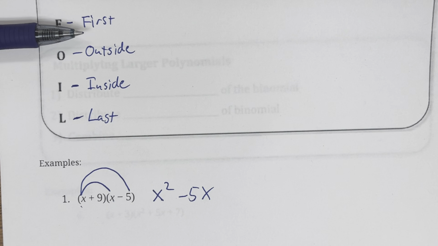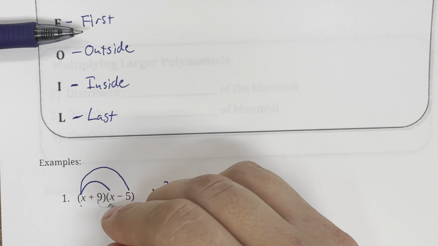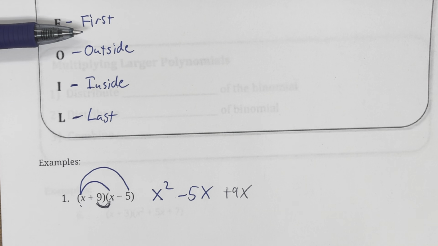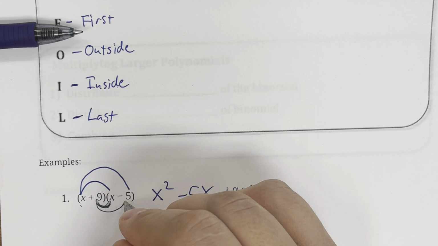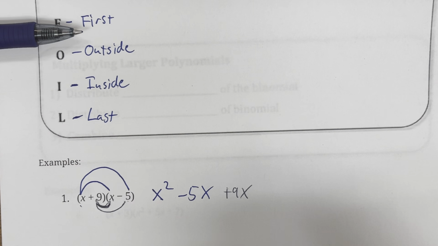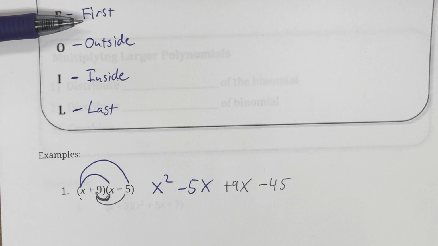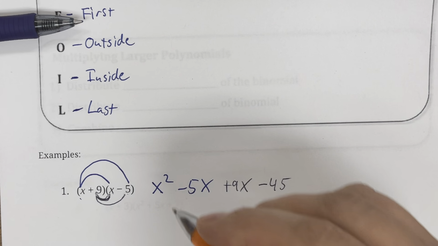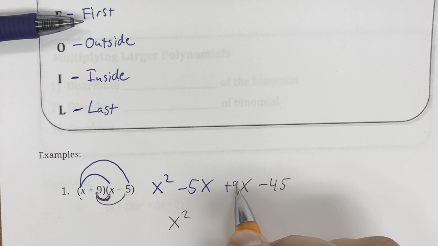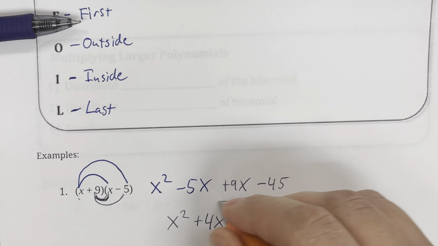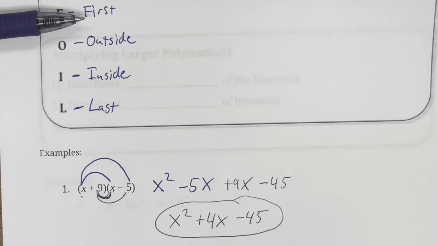For the next step of the process, I'm going to distribute the 9 inside. These are the two inner terms. So when I take 9 times x, I get a plus 9x. And then over here, 9 times -5, the last two terms, is a -45. After we're done with that process, we have to combine the like terms. We have a -5x and a positive 9x. Those two get combined together, and I end up with x squared, 9 plus -5 is 4x, and we still have our -45. We have multiplied our first polynomials.